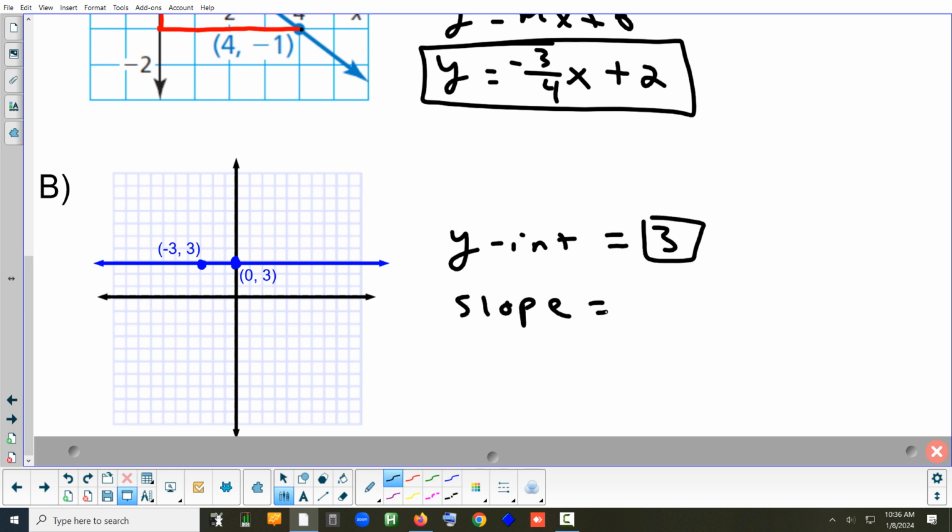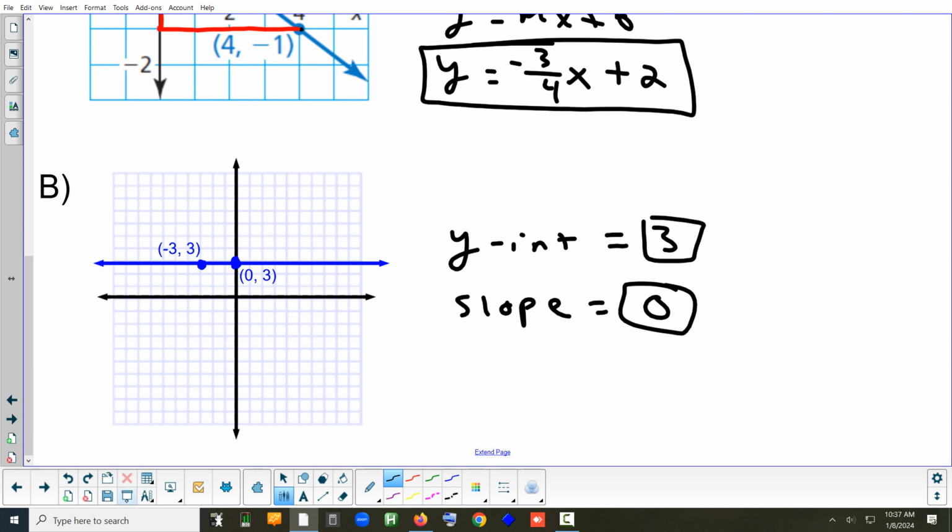And now the slope. Does this line slant up? No. Does it slant down? No. So it's special because it's perfectly flat. It's horizontal. What did we say the slope is when it's horizontal? 0. It's kind of a special case. Anytime that it's horizontal, it's a 0 slope.